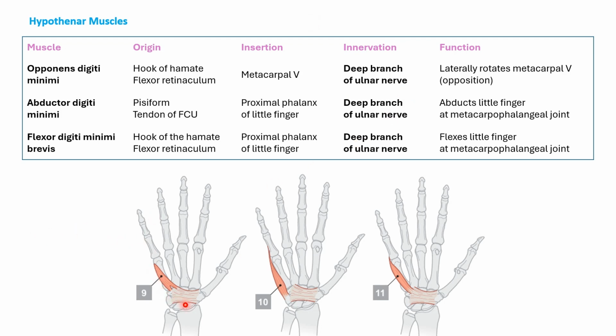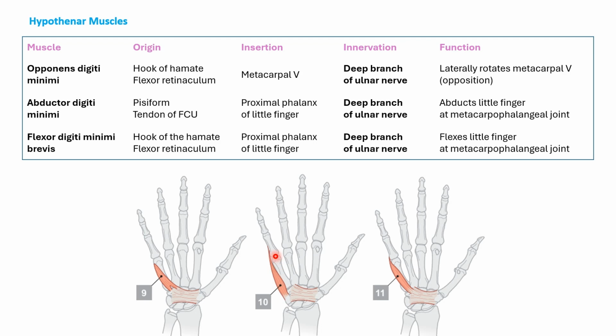An opponens digiti minimi origin from hook of hamate and flexor retinaculum and inserts to fifth metacarpal. Innervated by deep branch of ulnar nerve, function is opposition of little finger or lateral rotation of fifth metacarpal. Second one is abductor digiti minimi. This is abductor digiti minimi origin from pisiform and tendon of flexor carpi ulnaris and inserts to proximal phalanx of little finger. Innervated by deep branch of ulnar nerve, function is abduct little finger at metacarpophalangeal joint.